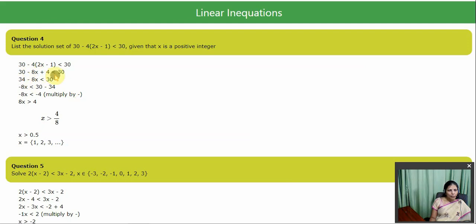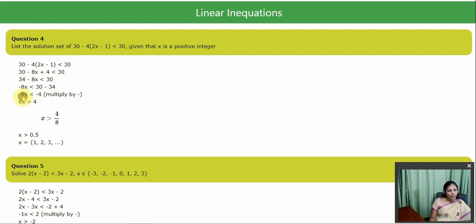So 30 plus 4 I wrote here as 34 minus 8x less than 30, and keep this minus 8x here in the LHS and take the numbers to the other side. So minus 8x less than 30. 34 when goes this side become minus 34. So minus 8x less than minus 4.